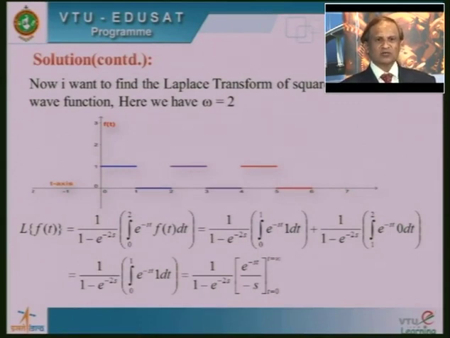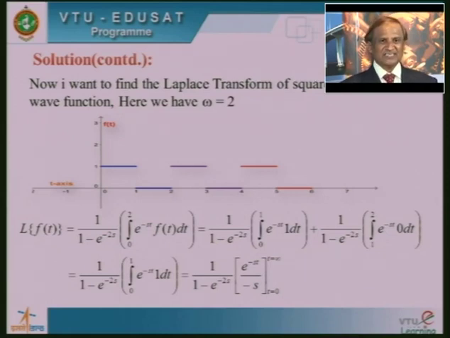So now I want to find the Laplace transform of a square wave function. Here we have ω equal to 2. It means by considering ω equal to 2, now I want to find the Laplace transform of the square wave function. I hope you are observing the diagram. That diagram we may call a square wave function. Is it clear? Right? So L of f of t, it means Laplace transform of f of t.